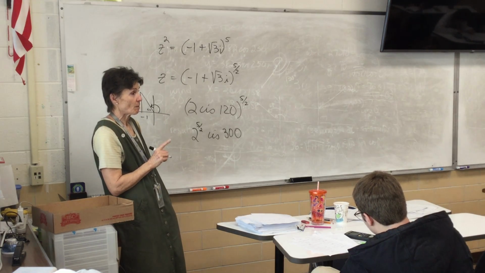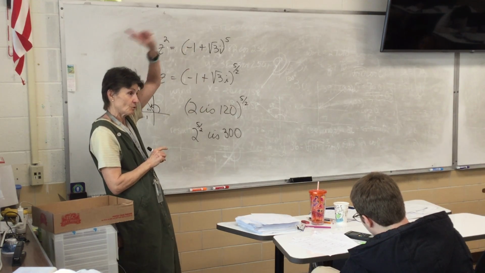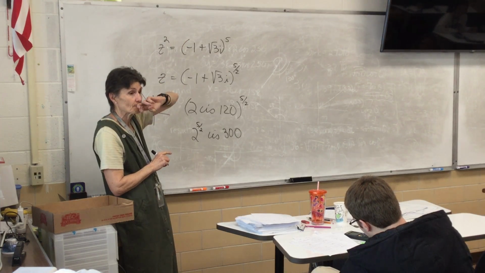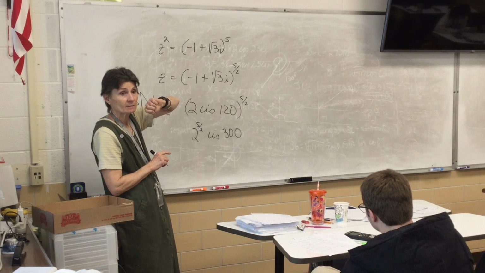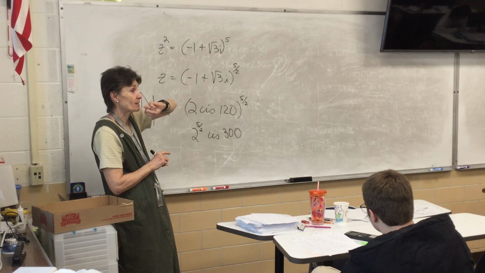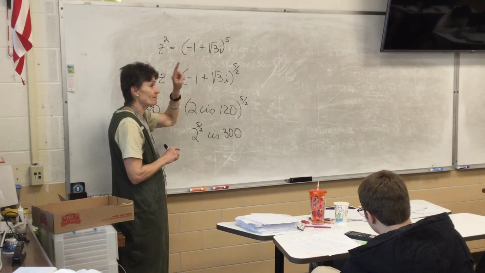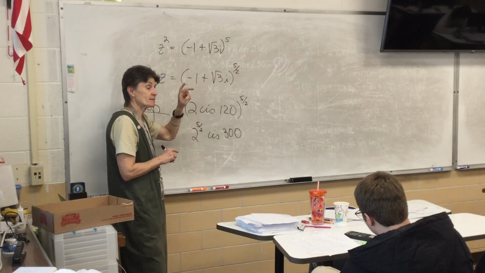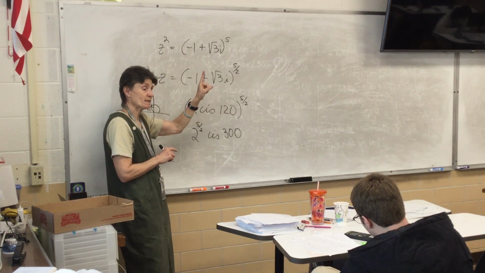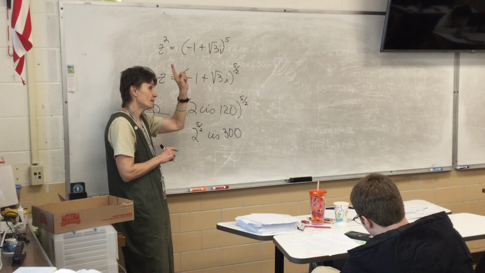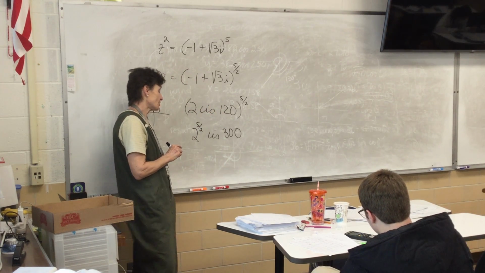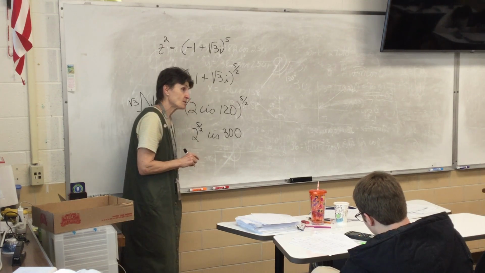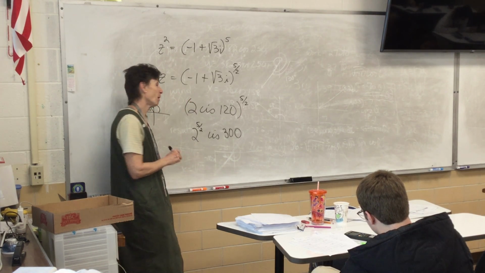How many answers does this problem have? 2. Why does it have 2 answers? Because we are square rooting. And when you square root, you get 2 answers. Well, Ms. Ford, what about the 5? 5 has nothing to do with it. When you raise something to the 5th, there's 1 answer. It's only the roots that give you multiple answers. So, 2 answers, 180 degrees apart.